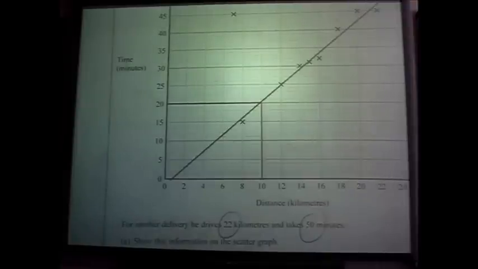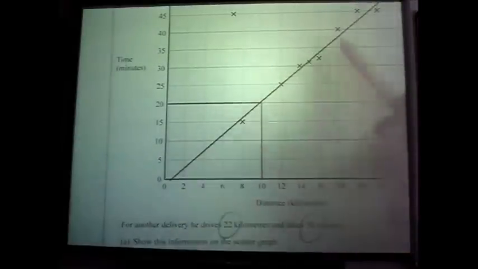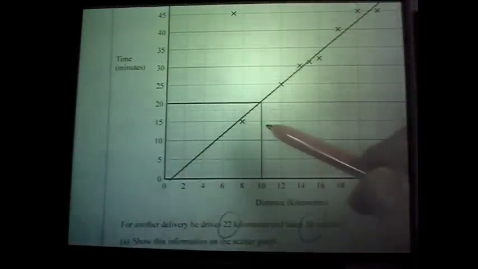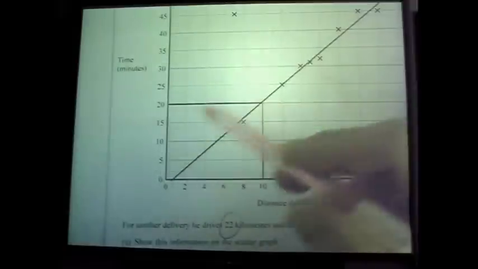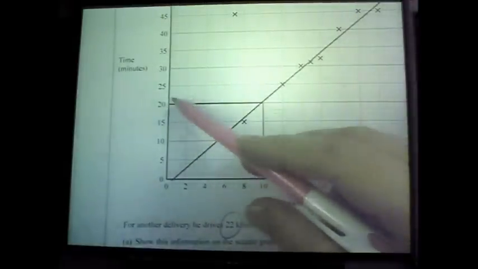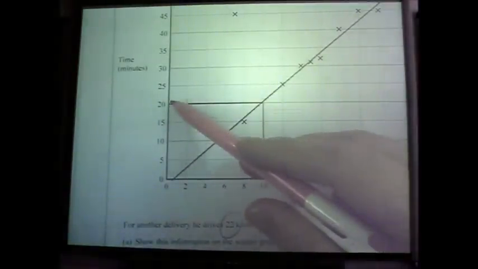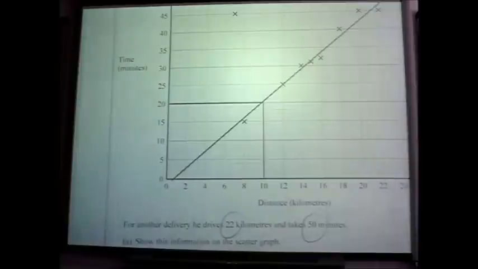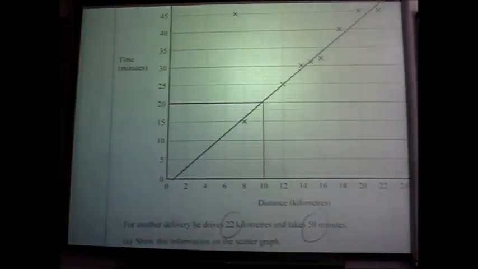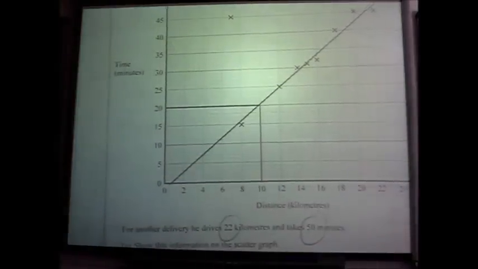The mark scheme says 20, but if your line of best fit is a bit different and it comes out at say 21 or something, that's fine, but you must put whatever your line points to here. If it pointed at 21 and I put 20, even though the mark scheme says 20, it would be wrong because you haven't read off your graph correctly.